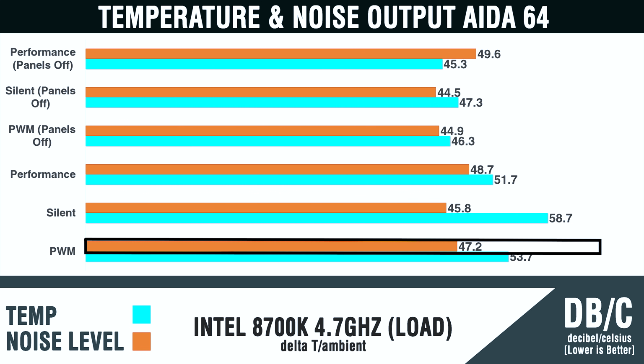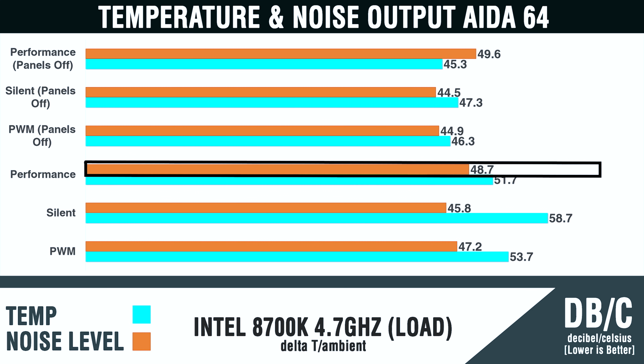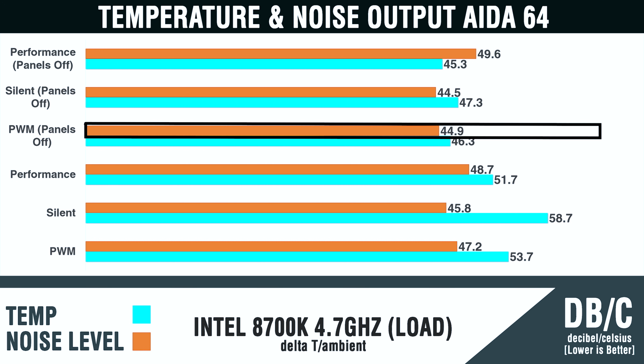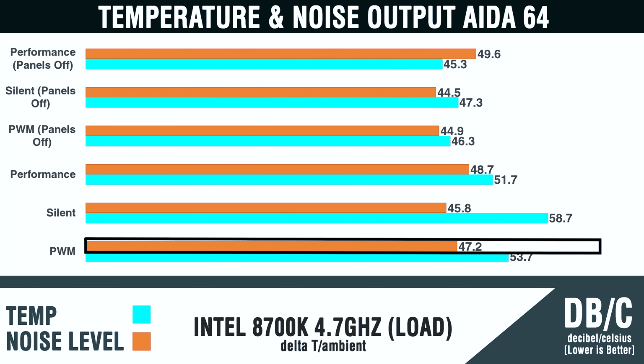Total noise production is what you would expect for the different fan speeds. With the panels off, there's a significant drop in temperature across all three different fan settings. Just look at the PWM control, there's a difference of 7 degrees, which is a 13% margin. Another thing to note here is that it is also slightly quieter by a few decibels compared to having the panels on. Now you might be saying, well, what's the point of having those panels on anyways?